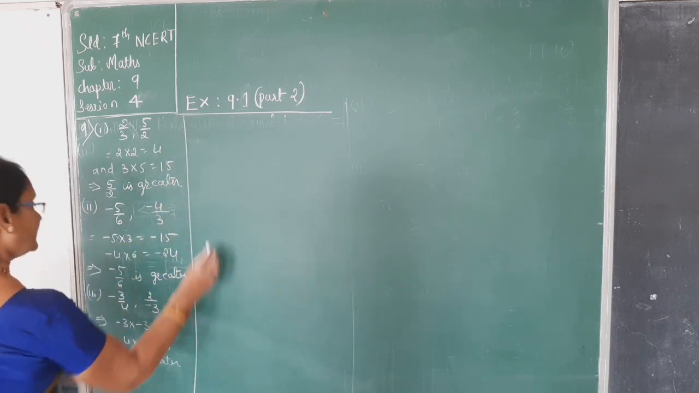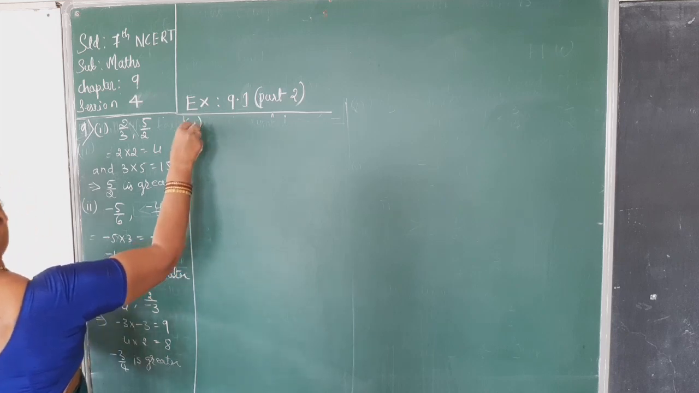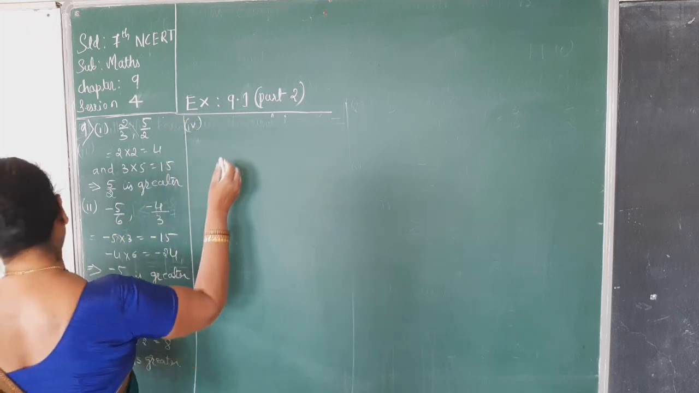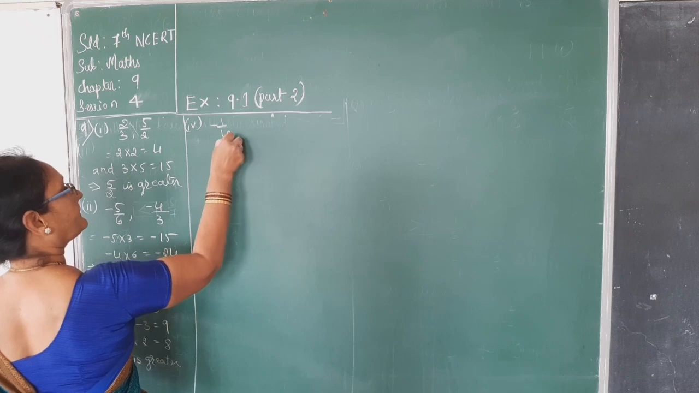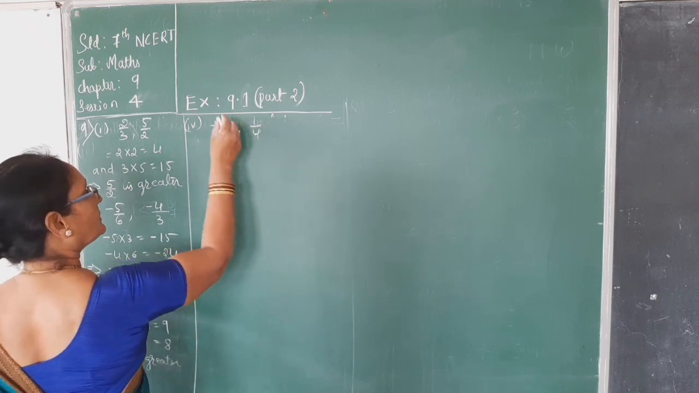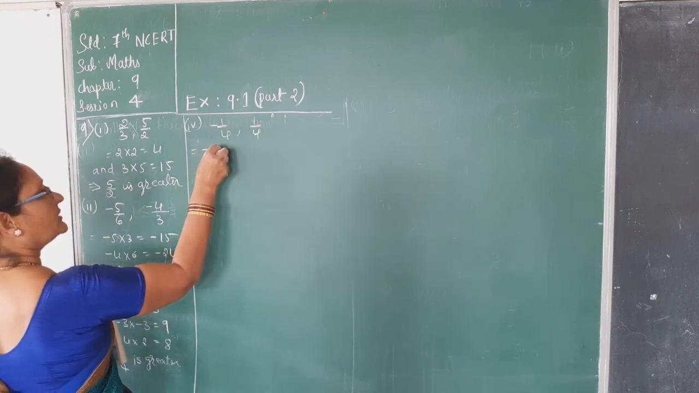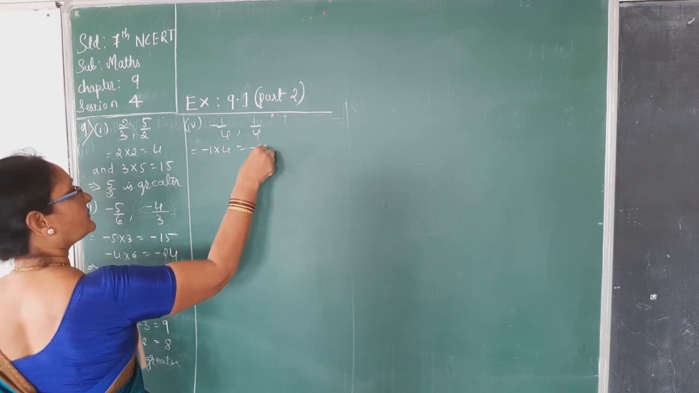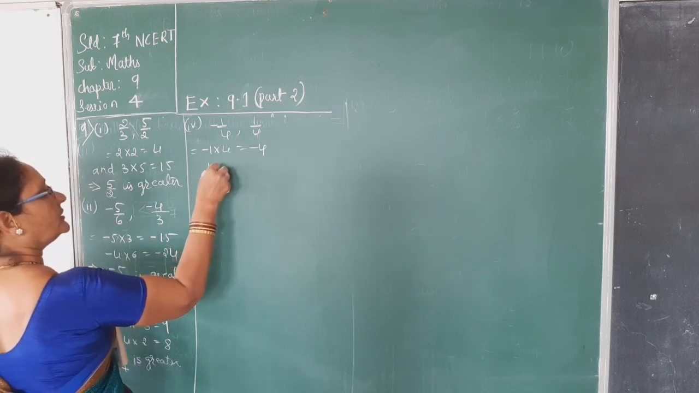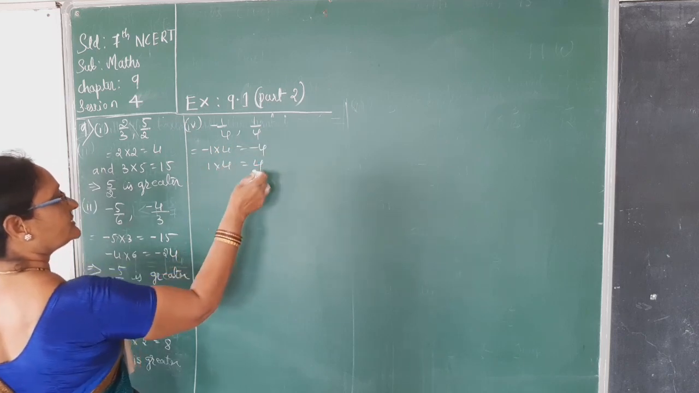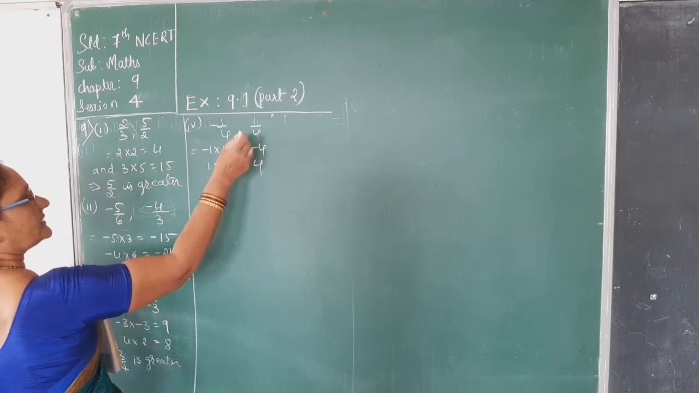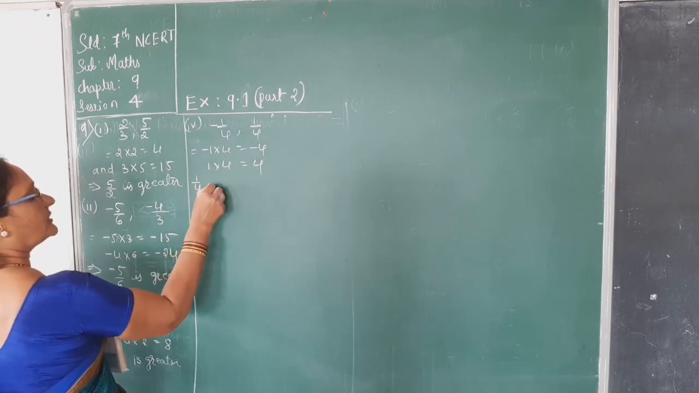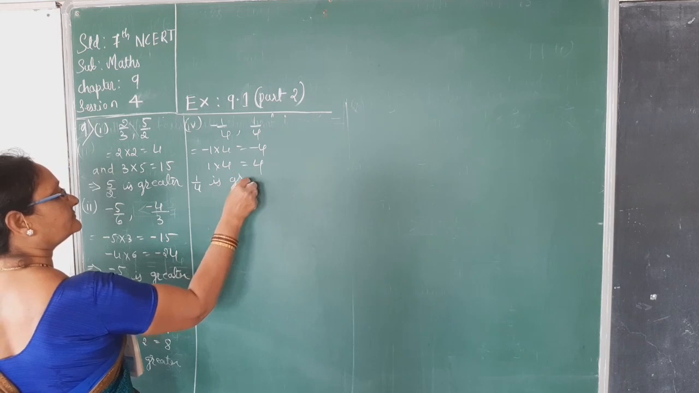Then the next one, that is the fourth one, minus 1 by 4, 1 by 4. This is minus 1 into 4 is minus 4. Then 1 into 4 is 4, which is greater here. This is greater, so 1 by 4 is greater.